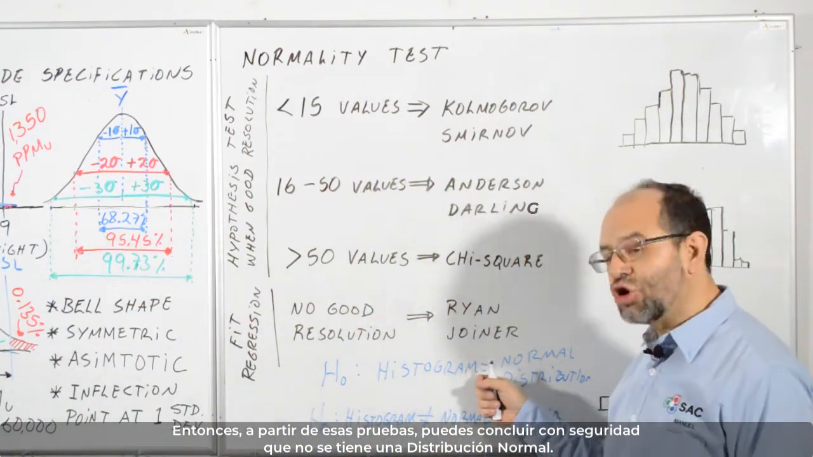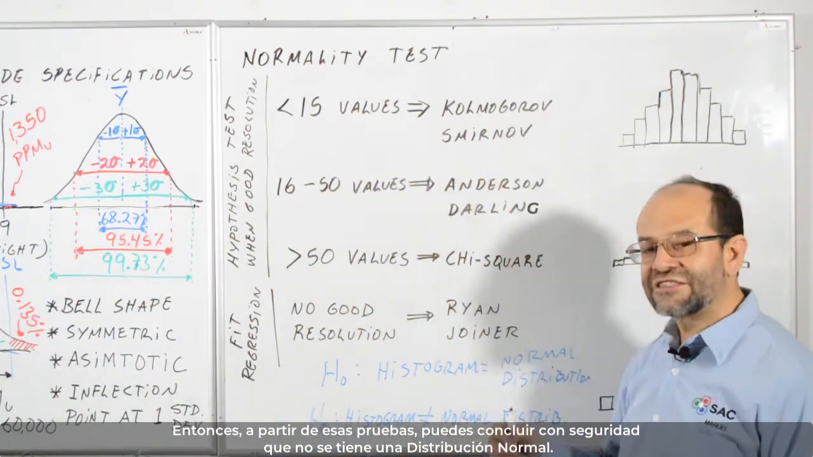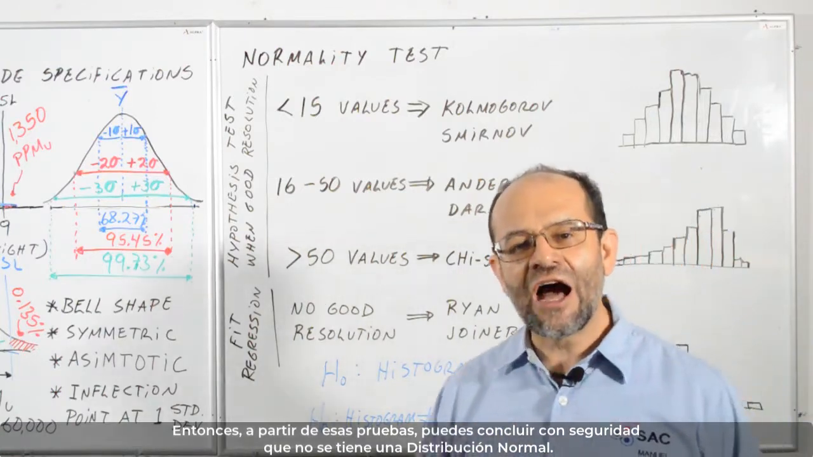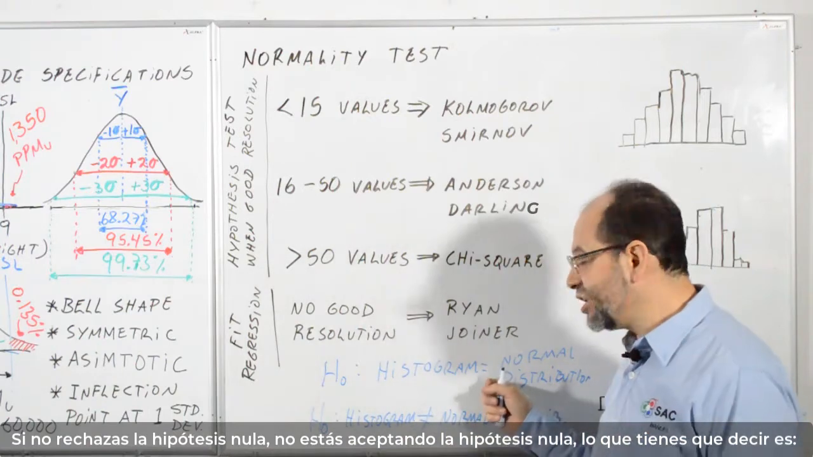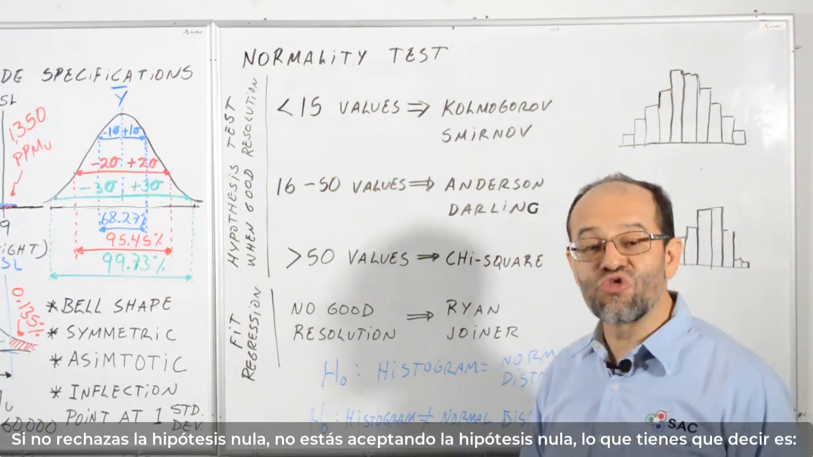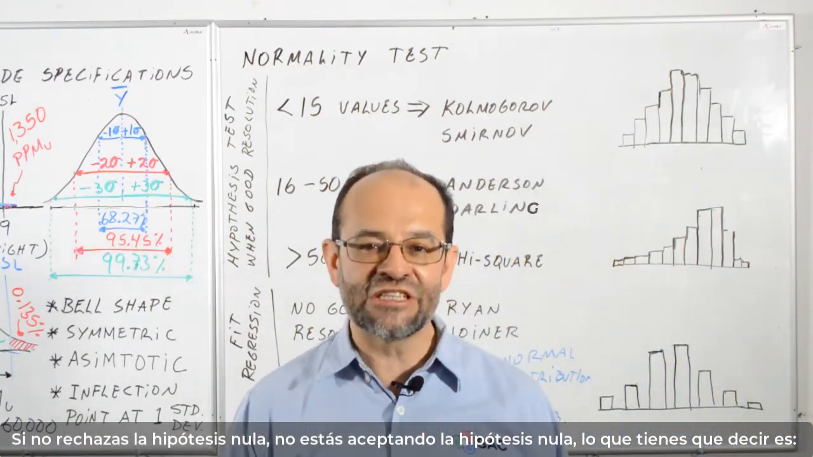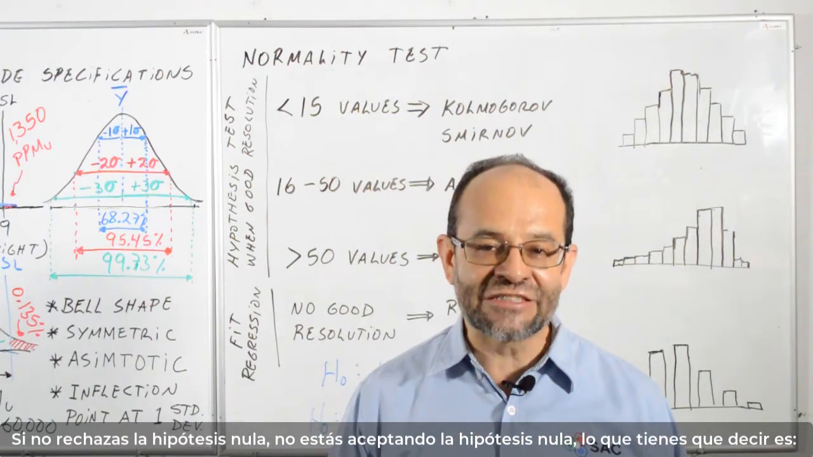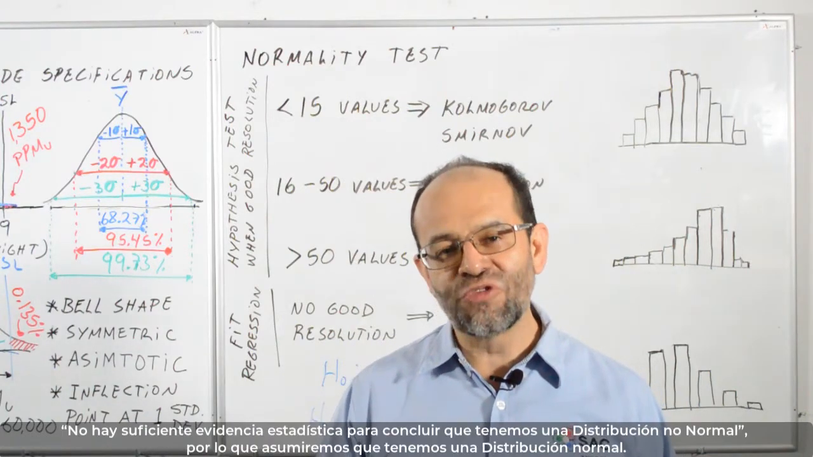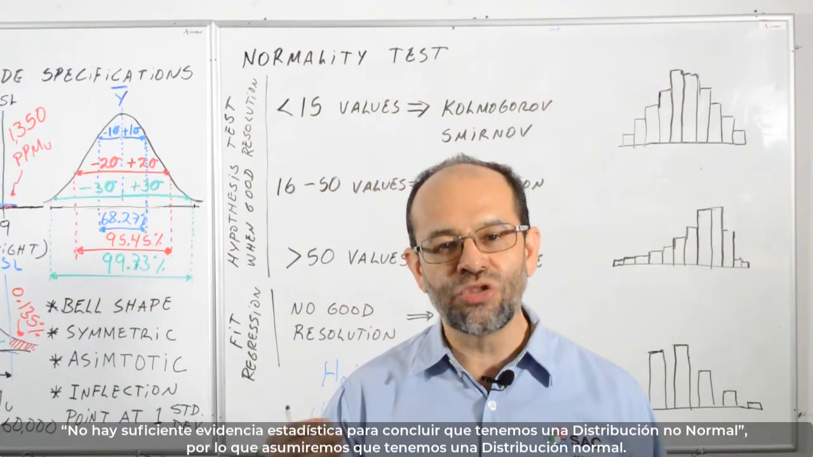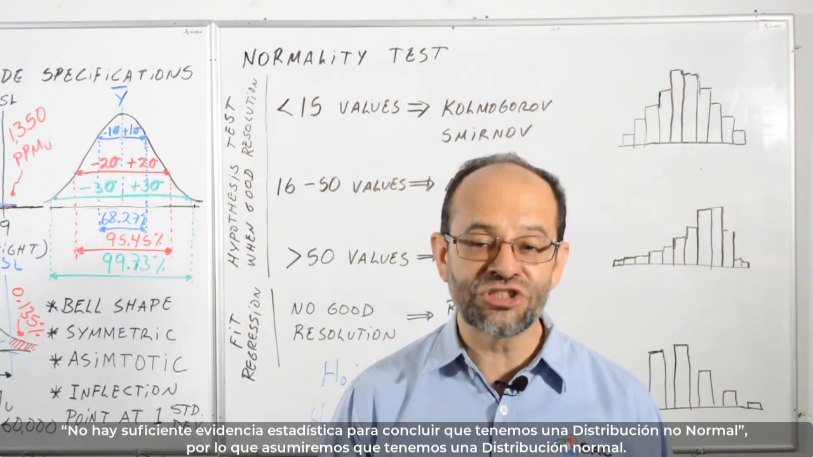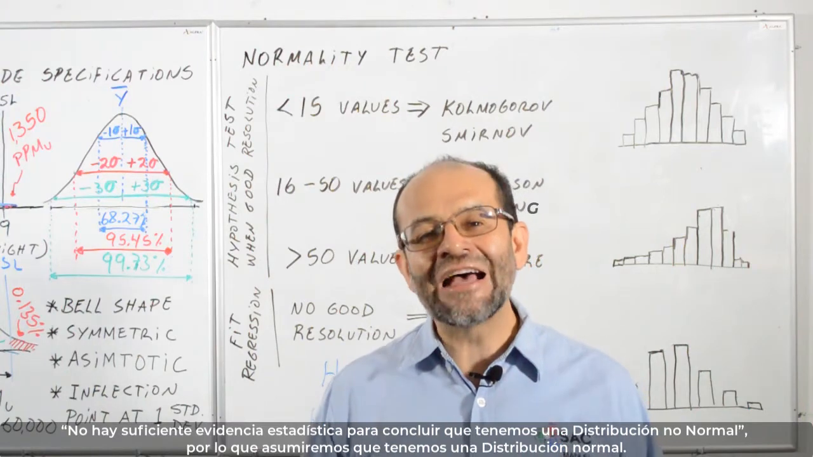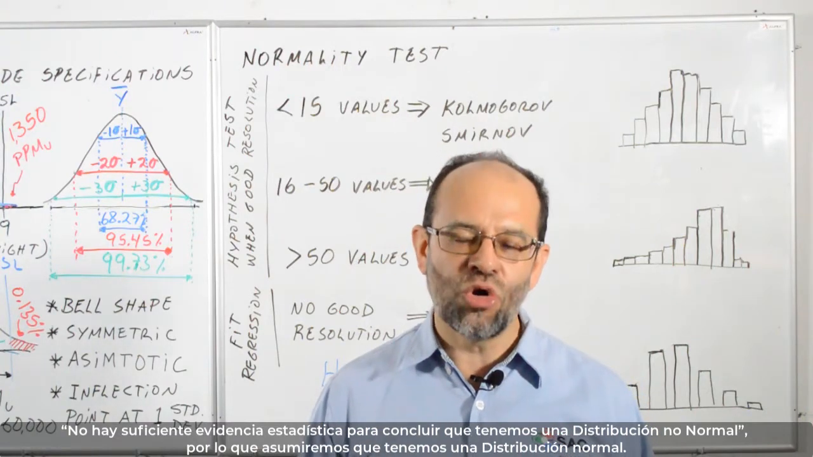Then for sure you can conclude from all those tests that you are not having a normal distribution. And of course, if you do not reject the null hypothesis, you fail to reject the null hypothesis. So what you have to say is that we do not have enough statistical evidence to conclude that we are having a non-normal distribution.